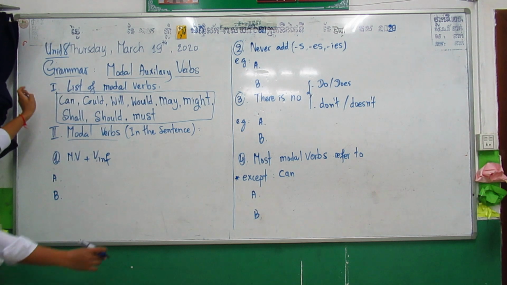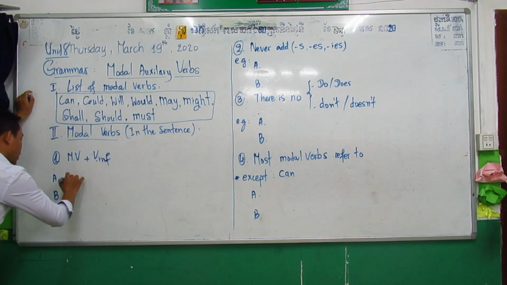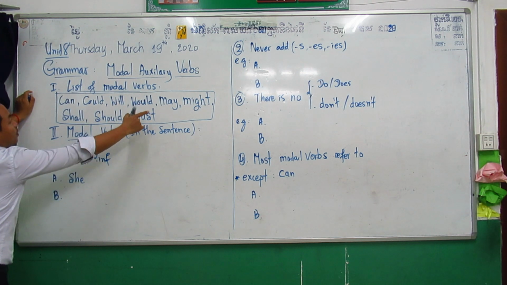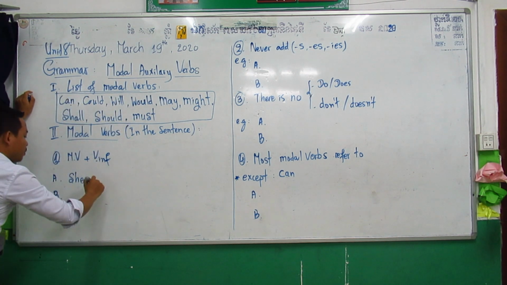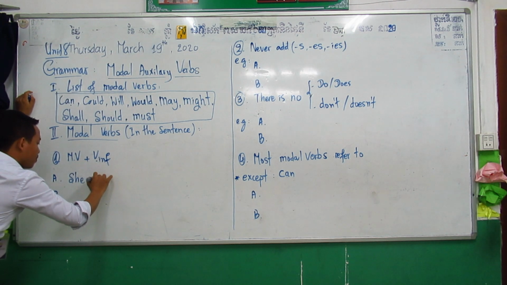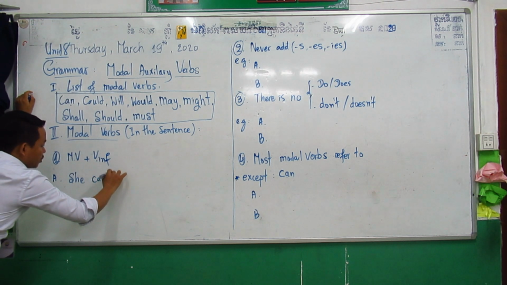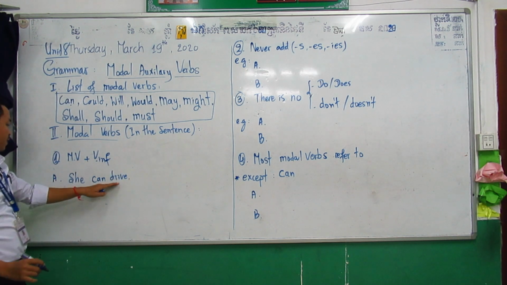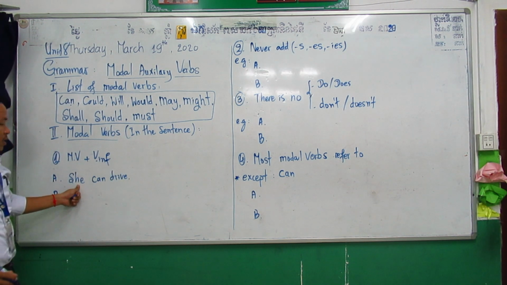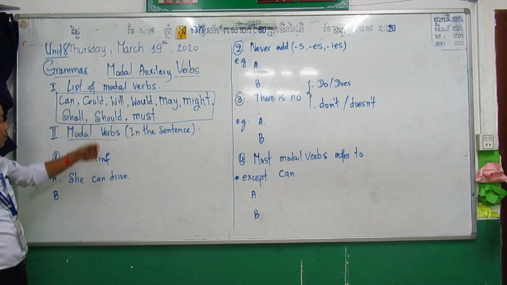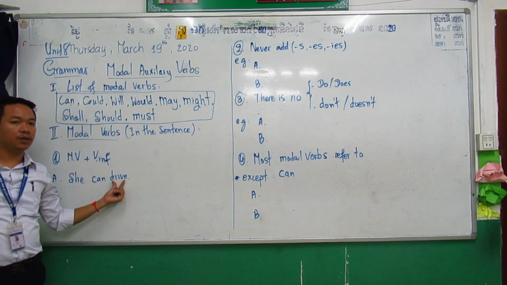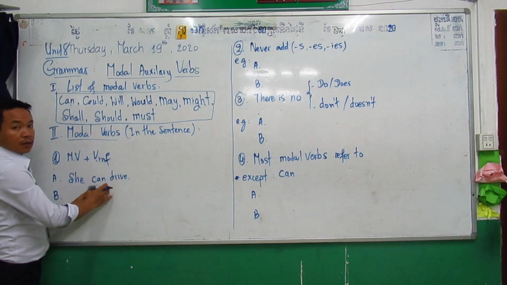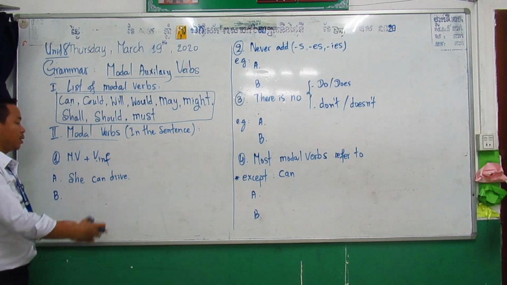Modal verb plus infinitive. For example, A: she is the subject. Choose a modal verb. I choose the word can. Can expresses ability. She can drive. Okay, she can drive. So she is the subject, can is a modal verb, and drive also is a verb. So a modal verb can stand together with another verb. Remember.